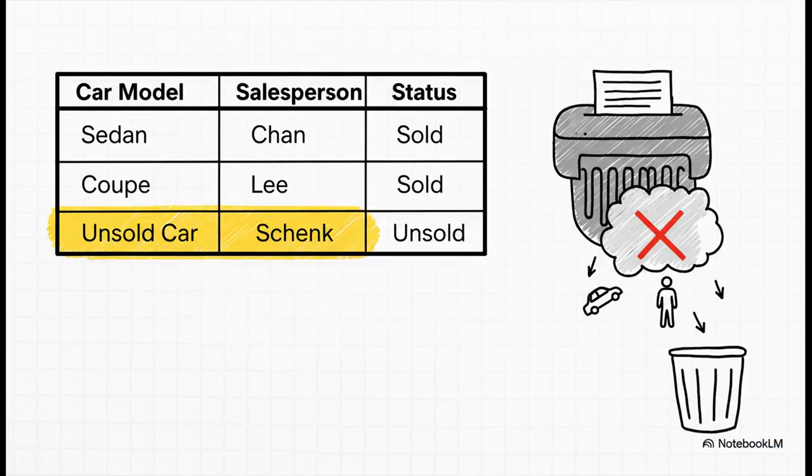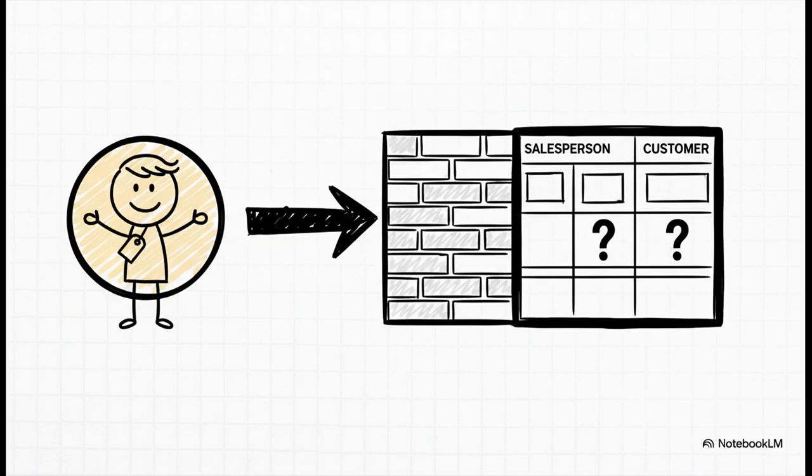Then you've got the delete anomaly. See that unsold car at the bottom of the list? That line is the only record we have for the salesperson named Schenk. If we delete that row, just to clean up our inventory list, we don't just lose the car's data. We completely erase any trace that Schenk even works for us. Poof, he's gone from the records. That's a costly mistake.